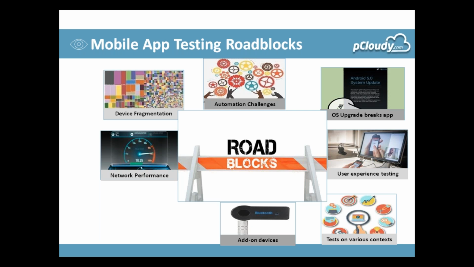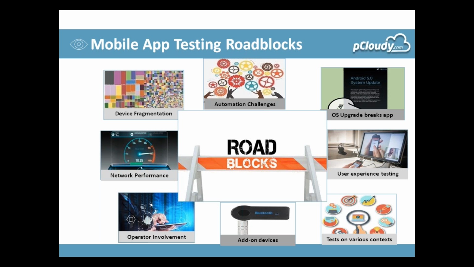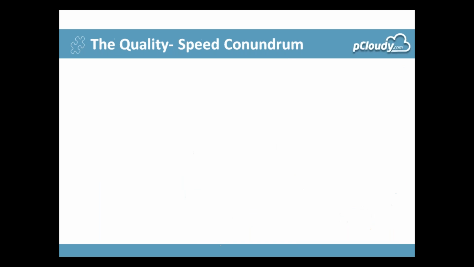And nowadays we are seeing a lot of new smart devices, and they work in conjunction with mobile apps. So how do you test those apps which need to be tested with these add-on devices? And we are seeing the proliferation of such devices in our lives increasingly. So these are some of the unique challenges that we see as far as mobile app testing is concerned, and these are the kind of roadblocks which we need to overcome if we have to achieve quality at speed.